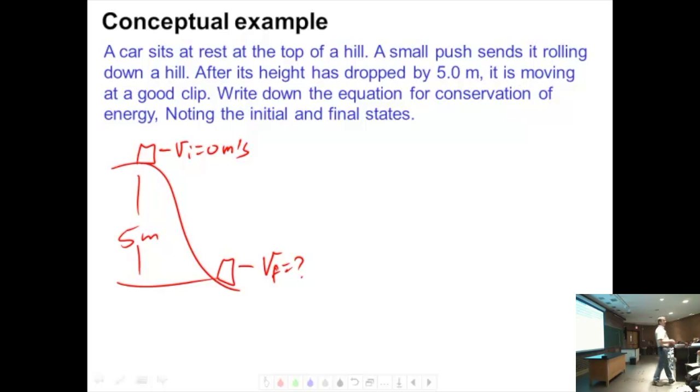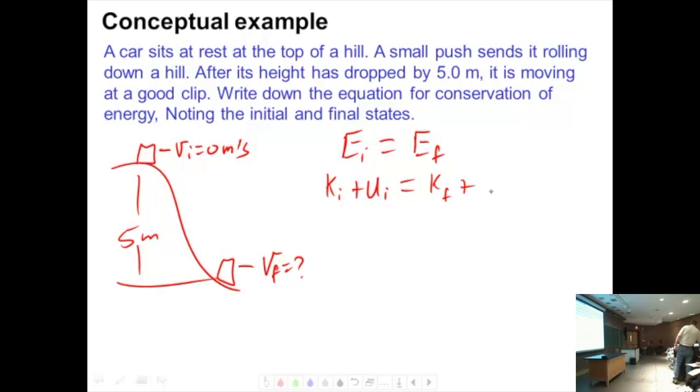Write down the equation for conservation of energy. Well, what's the very first thing we need to write down? E sub I equals E sub F. There's your equation. Okay, now let's fill it out a little bit more, just like we did with momentum. Kinetic at initial plus potential initial has got to equal kinetic at final plus potential energy final.